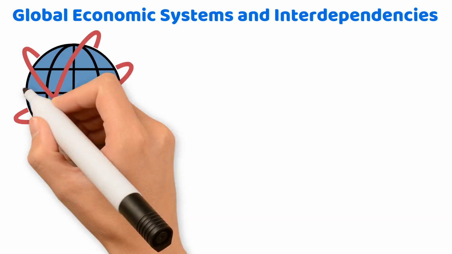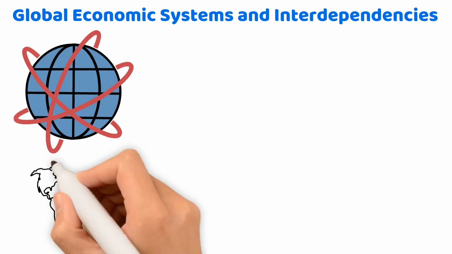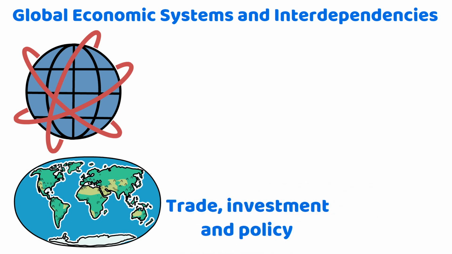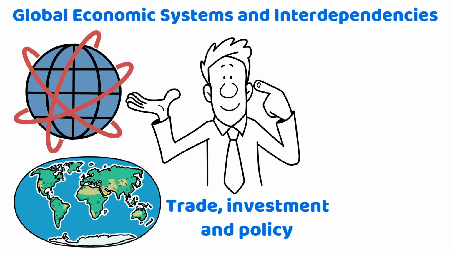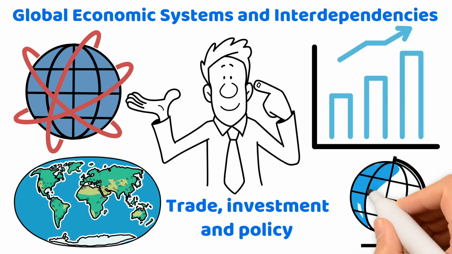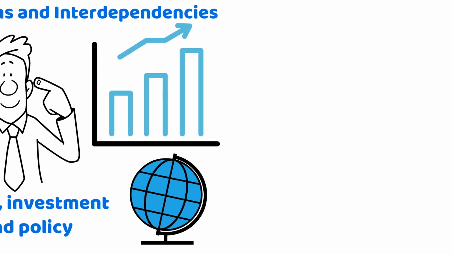Global economic systems and interdependencies. In our interconnected world, the global economic system plays a crucial role. Nations are linked through trade, investment, and policy. Understanding these interdependencies helps us grasp how domestic economies are influenced by and, in turn, affect the global economic landscape.